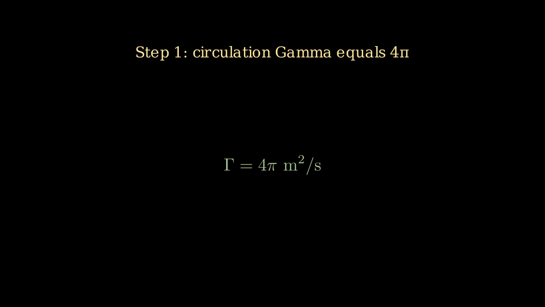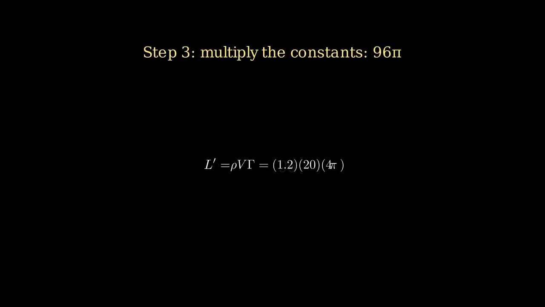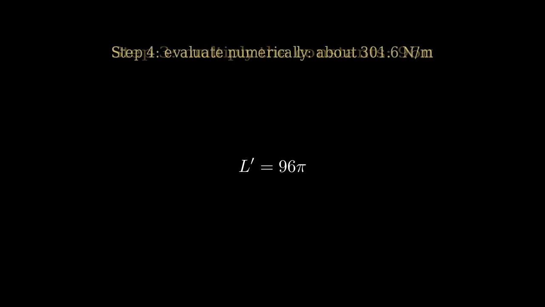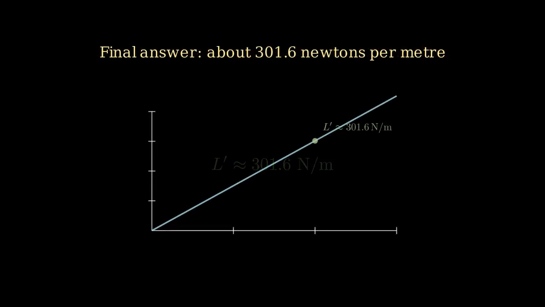Step 2. Apply the Kutta-Joukowski theorem directly. Lift equals rho times V times gamma equals (1.2) times (20) times (4 pi). Step 3. Multiply the constants together. This equals 96 pi. Step 4. Evaluate numerically. This is approximately 301.6 newtons per meter of span. Final answer: approximately 301.6 newtons of lift per meter of wingspan.